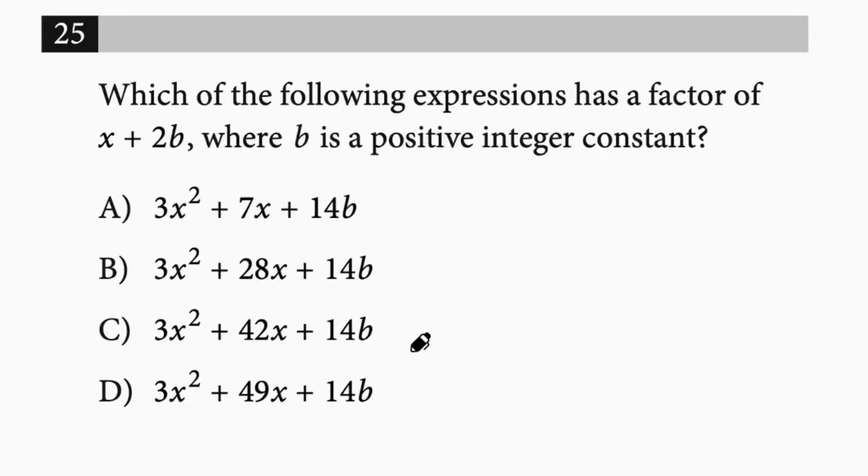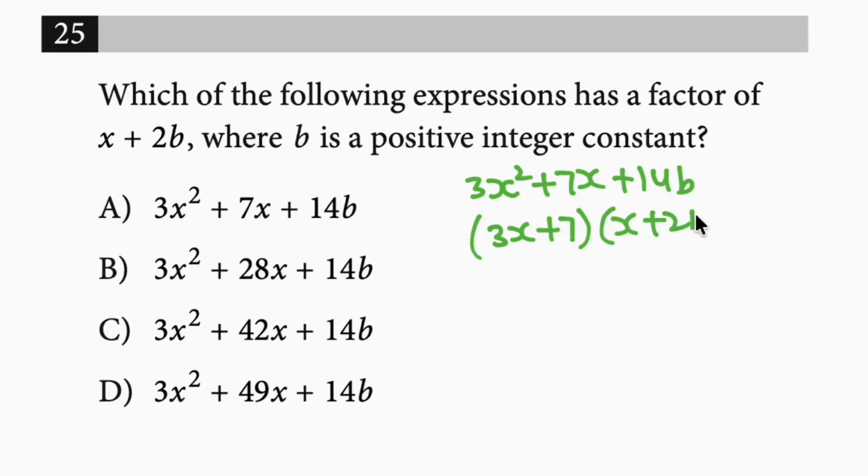Number 25. I can see this question is repeated many times in many bundles. Let's understand. Which of the following expressions has a factor of x plus 2b, where b is a positive integer constant? Now if I just want to factorize it, let's say 3x squared plus 7x plus 14b, right? And its factors are 3x plus 7 and x plus 2b, right?